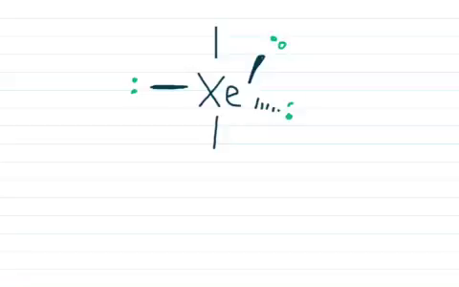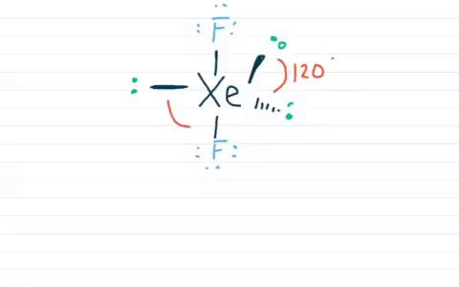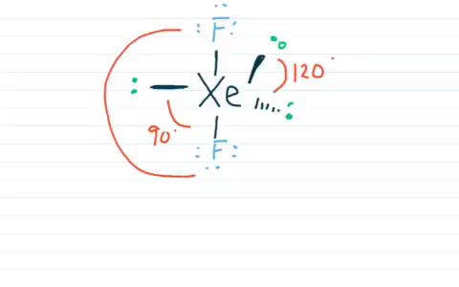Next, I'm going to draw in my fluorines. So now I have my picture. Just to remember, your angle right here is a 120 angle. Your angle right here is at 90 degrees. And these fluorines are at 180 degrees. This is actually a linear molecule, but for this course, it's going to be a trigonal bipyramidal, sorry, because that's what we're going to be focusing on for this course.